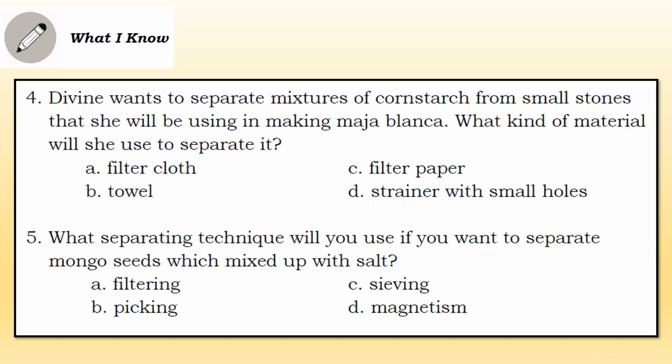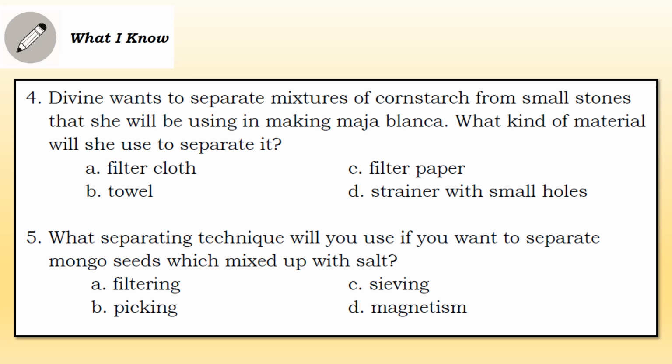Divine wants to separate mixtures of cornstarch from small stones that she will be using in making maja blanca. What kind of material will she use to separate it? Okay, si Divine daw ay gagawa ng maja blanca. Gusto niyang i-separate yung cornstarch mula sa mga maliliit na mga stones. Ano daw ang gagamitin niya? A. Filter cloth, B. Towel, C. Filter paper, D. Strainer with small holes.